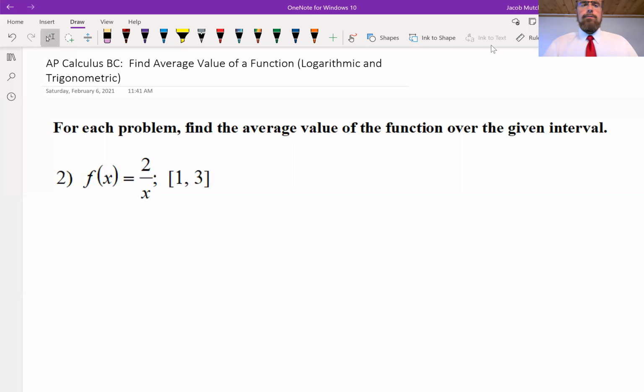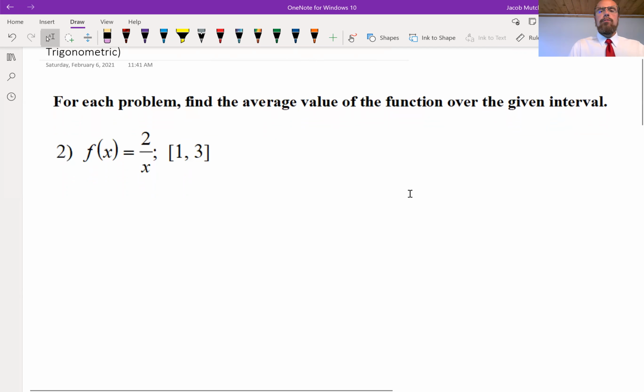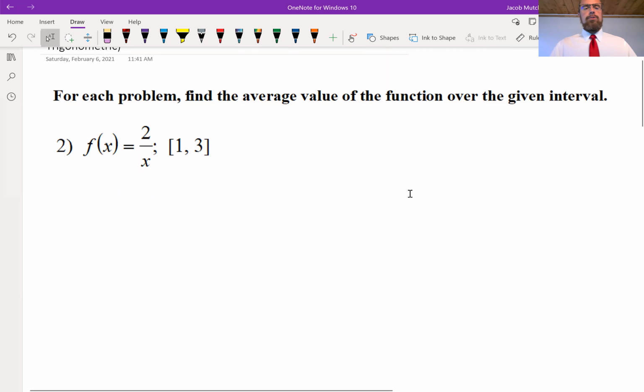Welcome to Calculus. Today we will investigate finding the average value of a function, taking a look at some logarithmic and trigonometric functions. Our first example is the function f of x equals 2 divided by x, and we're interested in the interval from 1 to 3.